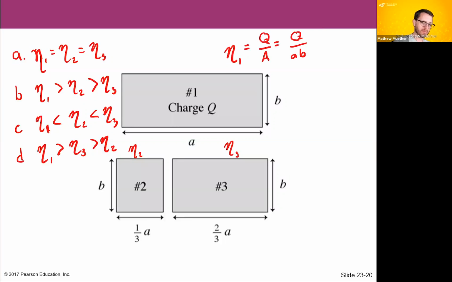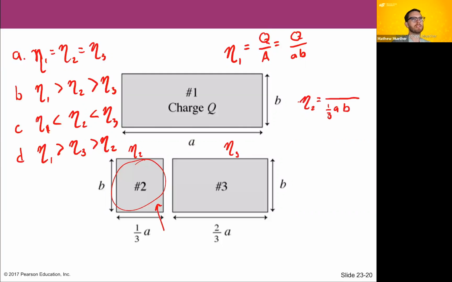What about surface charge density 2 for this guy over here? Well, how am I going to calculate that? Well, I can calculate the surface area. It's going to be 1/3 A times B. How much charge is on this object, right? I took that object 1 and I snapped it, right? I snapped a piece that's 1/3 of its size. How much charge is on that object number 2?